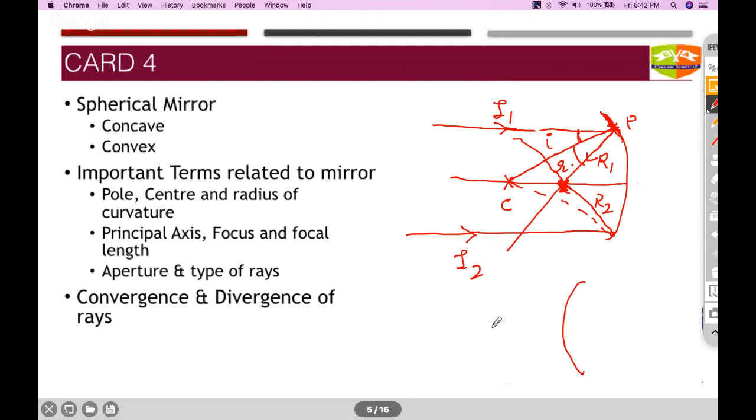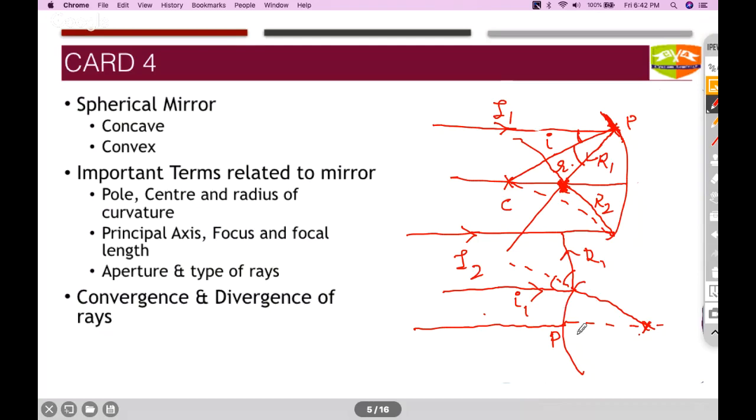In case of convex mirror, what happens? So this is the center and this is the pole. So I draw a line. So this will be line parallel to the principal axis. So what happens? Let me extend this. So now this is suppose I. So this is I1. And you see here, this reflected light goes somewhere. So this is I1, this is R1. So this reflected light is going away from the mirror. So what happens is it is diverging in nature.